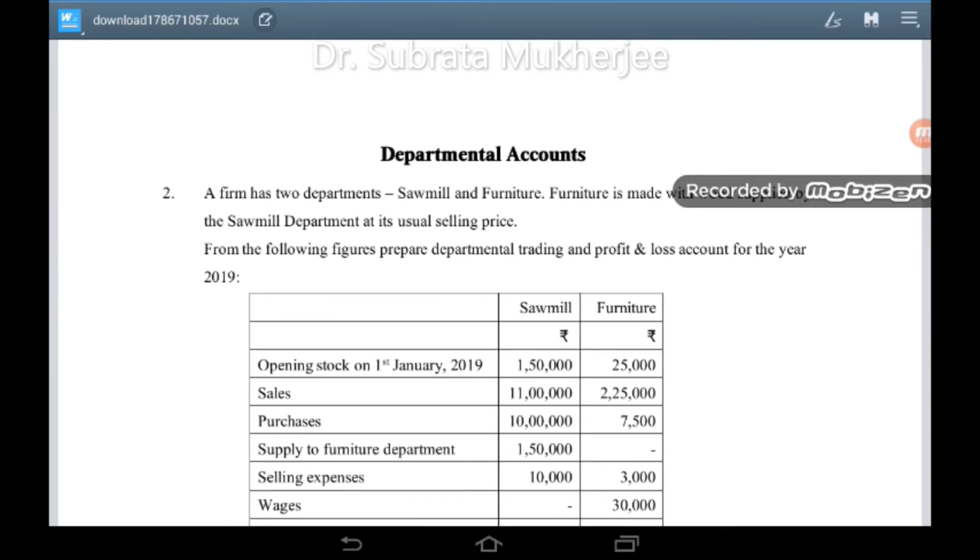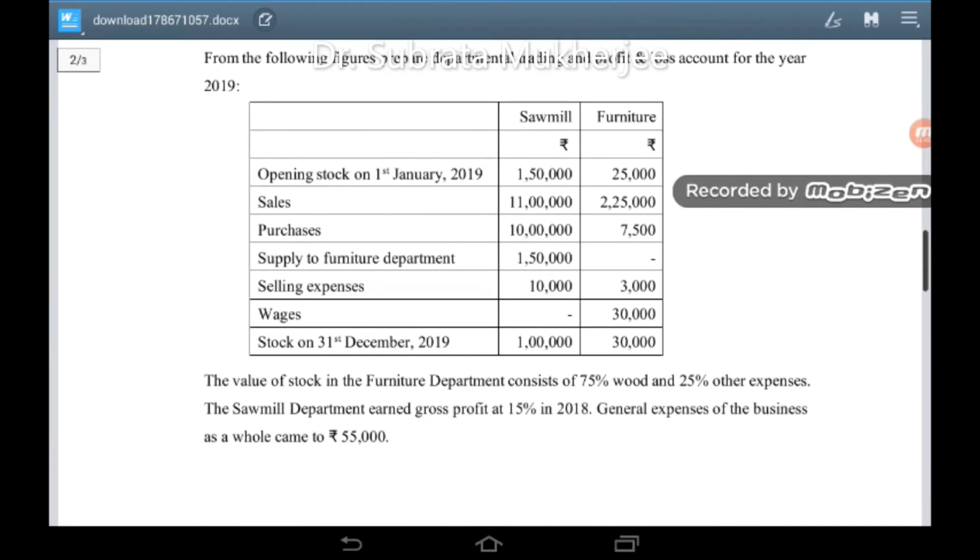Sawmill, furniture. Opening stock on 1st January 2019, 1,50,000 and 25,000. Sales 11 lakh and 2,25,000. Purchases 10 lakh and 7,500. Supplied to furniture department 1,50,000, nil. Selling expenses 10,000 and 3,000. Wages nil and 30,000. Stock on 31st December 2019, 1 lakh and 30,000.